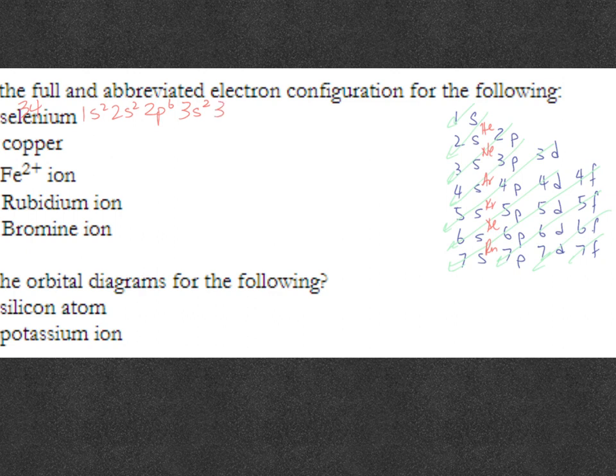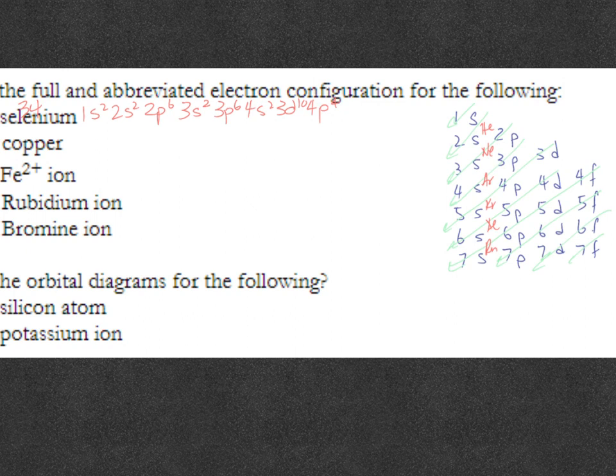So 3s2, 3p6, 4s2, 3d10, 4p6. Actually, it's 4p4. So the key might say 4p6, it's 4p4.